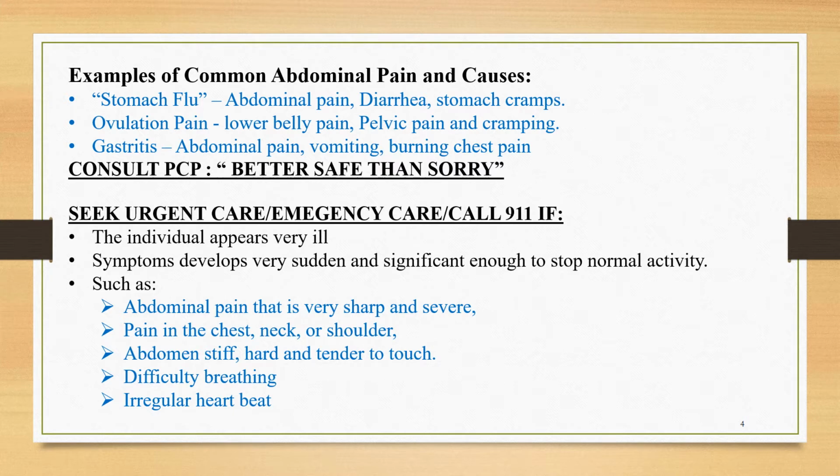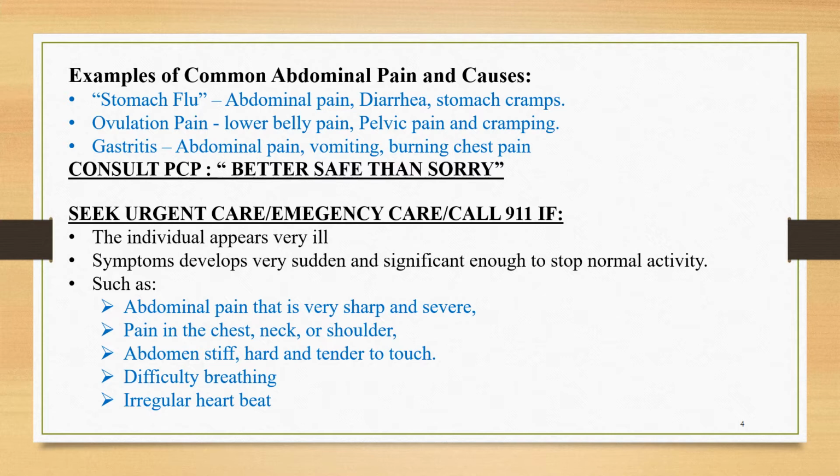Examples of common abdominal pain and causes. You could have the stomach flu, which is abdominal pain, diarrhea, and stomach cramps. You can have ovulation pain, which is a lower belly pain, pelvic pain, and cramping, or gastritis, abdominal pain, vomiting, and a burning chest pain. In these cases, it's always good to consult with the PCP. It's better safe than sorry.